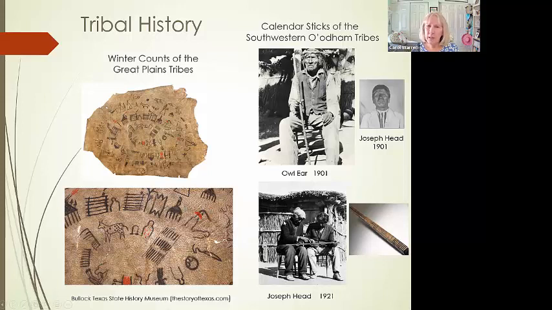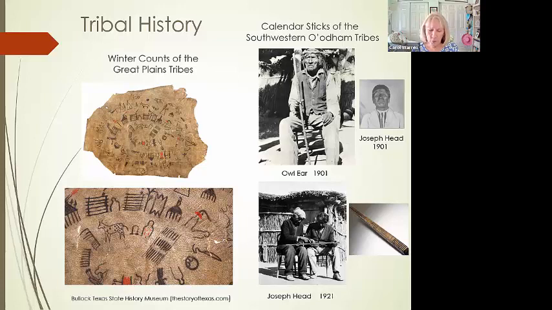To the right, we have the calendar sticks of the southwestern O'odham tribes. Calendar sticks are also mnemonic devices that record memorable events. Elders in the O'odham tribe scratched designs and figures on saguaro cactus ribs to record the events of importance during the owner's lifetime.